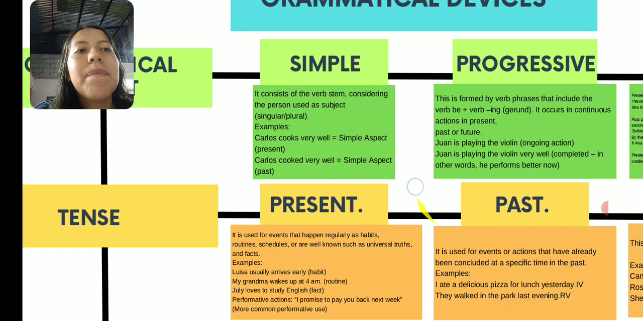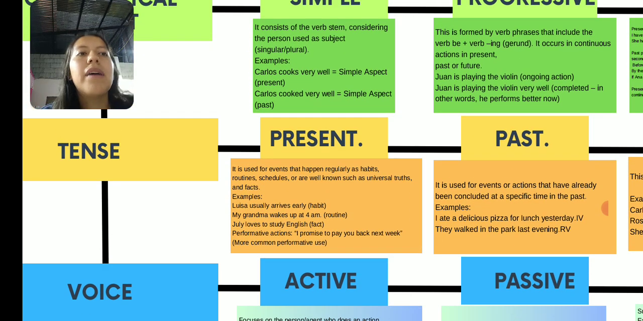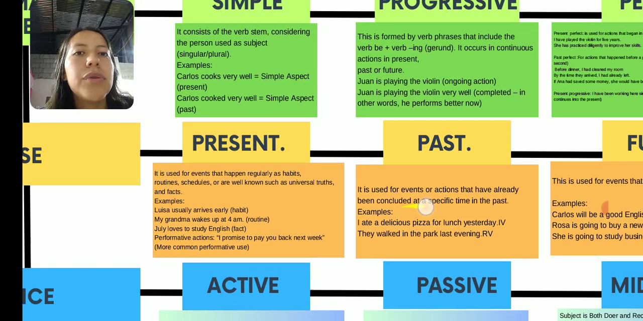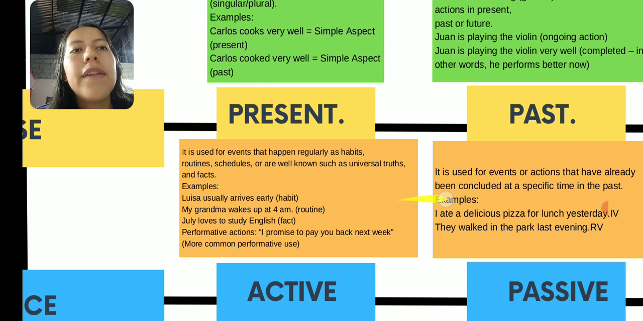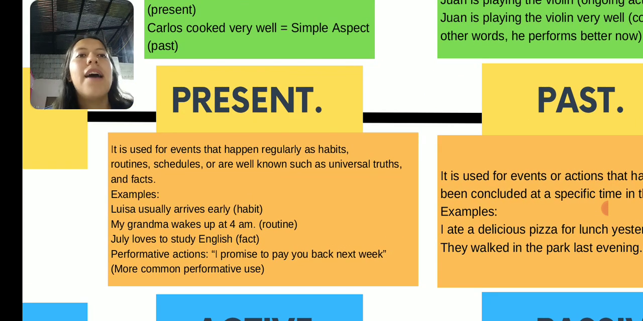Well, in the present tense, we have three important subdivisions: present, past, and future. The present is used for events that happen regularly as habits, routines, schedules, or are well known as universal truths and facts. For example, Luisa usually arrives early. It's a habit, or something like that.